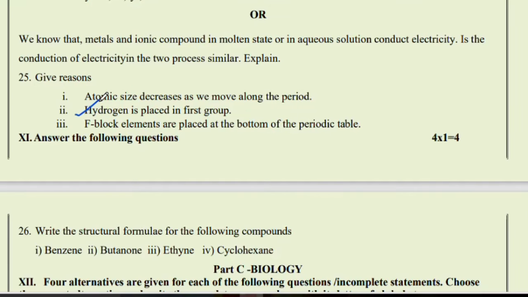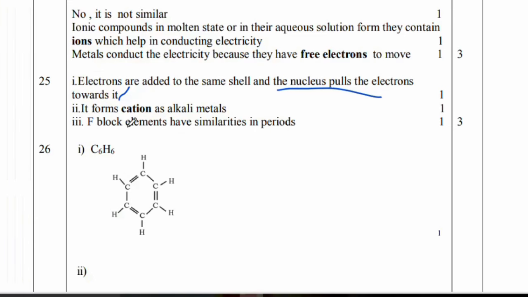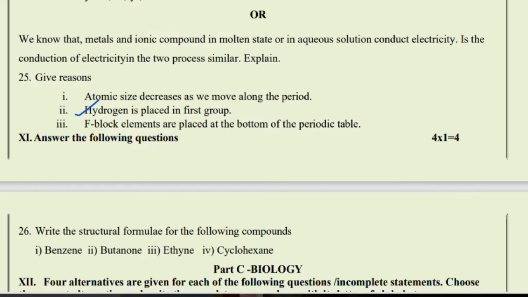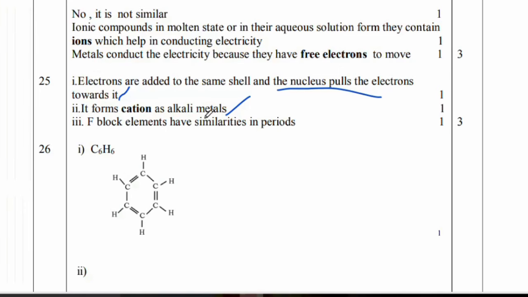Next, hydrogen is placed in the first group. Why? Because it forms a cation like an alkali metal. Next, F block elements are placed at the bottom of the periodic table. Why? Because they have similarities in periods. F block elements.